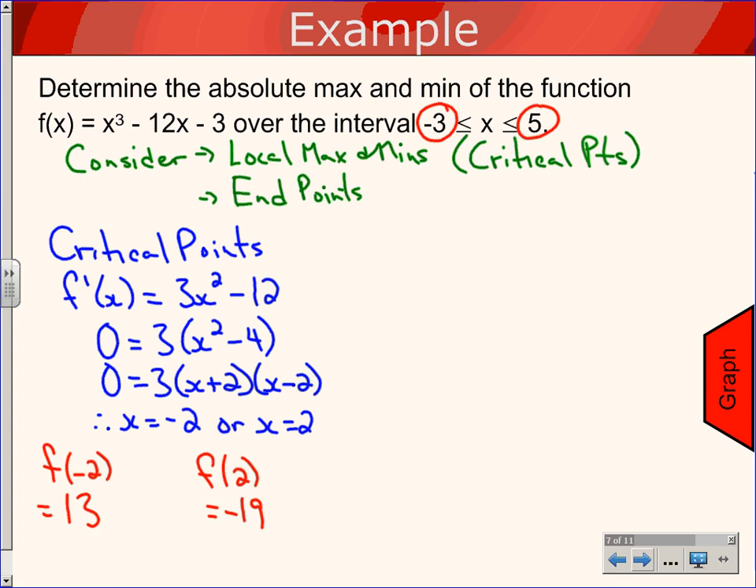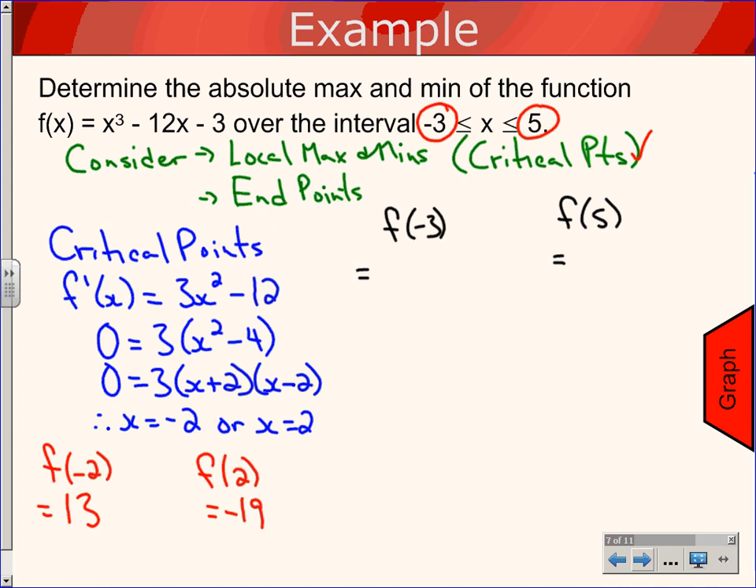So 13 is currently the highest value we have. Minus 19 is currently the lowest value that we have. And that was looking at critical points. So we've considered the critical points. Now we need to consider the endpoints. So we need to know what f of minus 3 is, because that's the furthest to the left, and we need to know what f of 5 is. That's the furthest to the right.